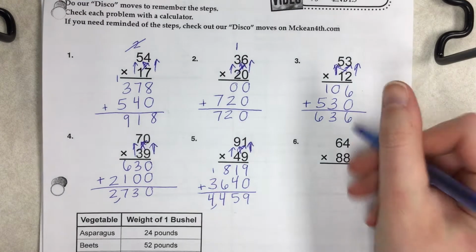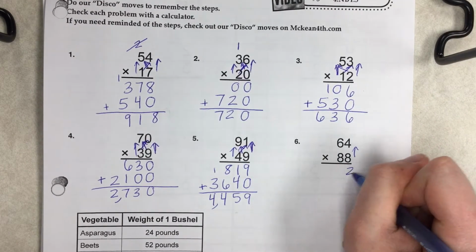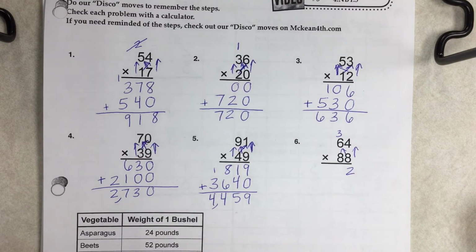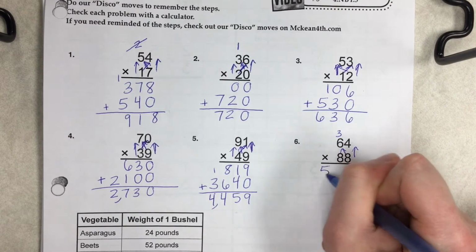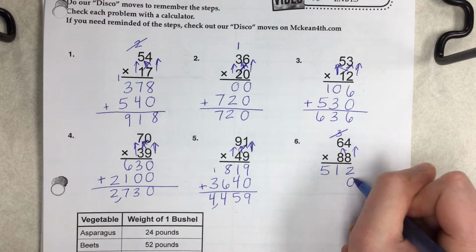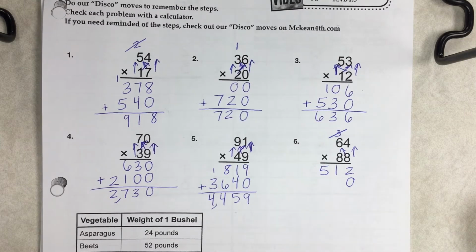Number 6, draw your arrow. 8 times 4 equals dirty U, 32. Add the regroup. 8 times 6 equals 40 cake, 48. Add the regroup plus 3. 48 plus 3 equals 51. Slide, slash out your regroup. Put a 0 because we're really multiplying by 80, not just by 8.